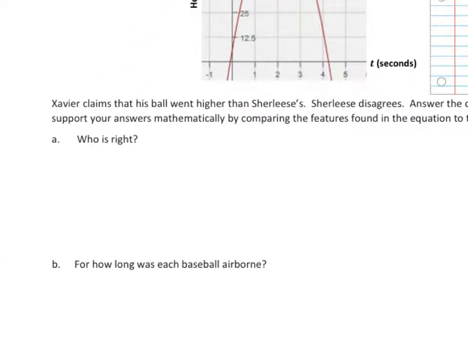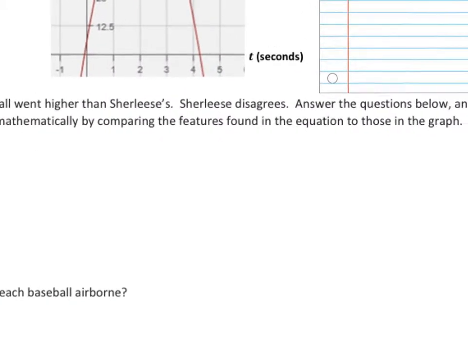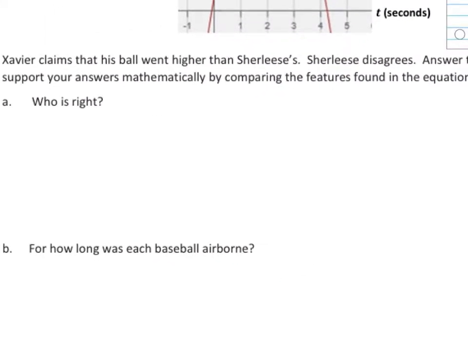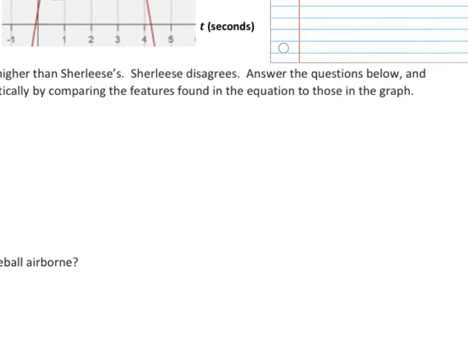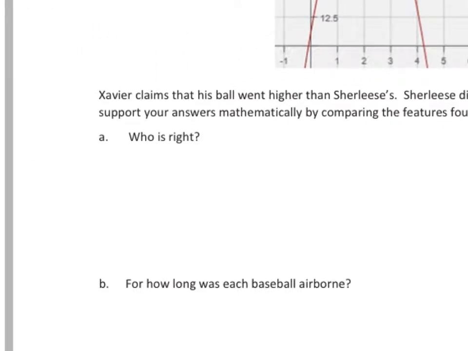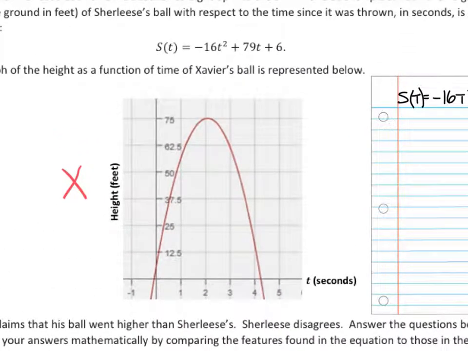All right, the questions are: Xavier claims that his ball went higher than Shirlise's. Shirlise disagrees. Answer the questions below and support your answers mathematically by comparing the features found in the equation to those in the graph. Okay, we have to figure out who is right, but it's not a 50-50 guess. If it says you have to support your answers mathematically, then you have to do so. First of all, how can we compare whose ball went higher? What can we use from the graph to see how high Xavier's ball went?